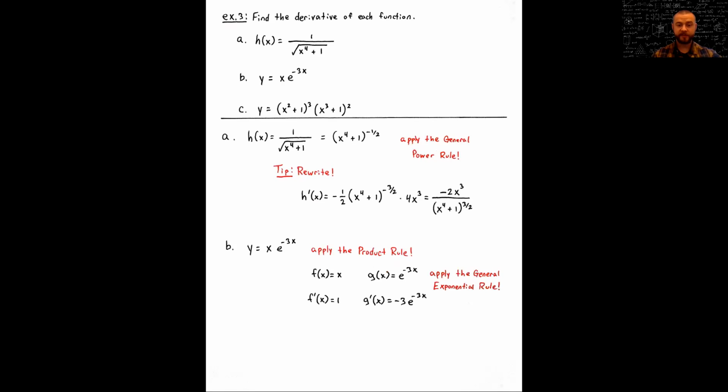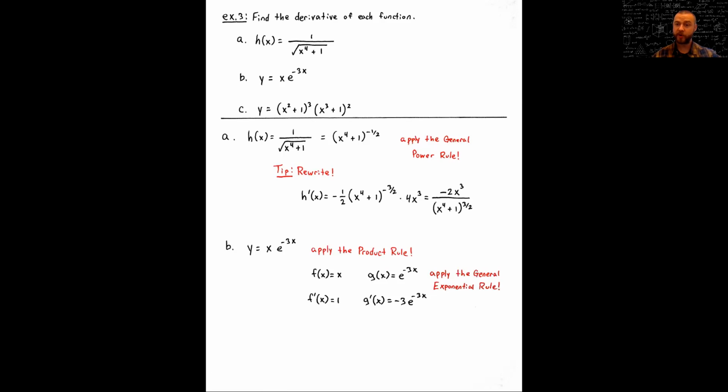All right, if we calculate these derivatives, f prime should come out to be 1. The derivative of x is 1. And if we apply our new special case called the general exponential rule for differentiating e raised to a function, the only thing we really need to know is what is the derivative of the inner function. And that derivative comes out front. So the derivative of negative 3x is just negative 3. So for g prime, we get it as negative 3 times e to the negative 3x. That's how we're going to be using those special cases.